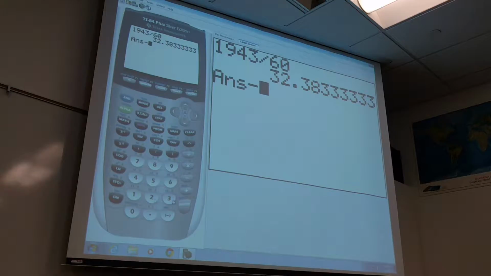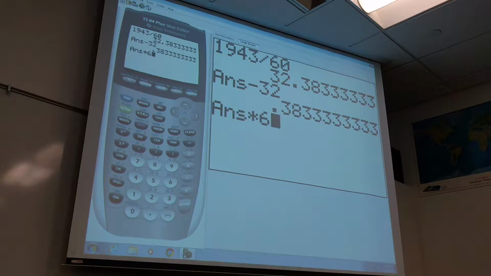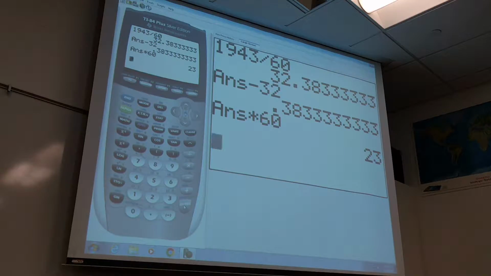If I take 32 away, and then multiply that by 60, I'll get the remainder. Because that 0.3833 would be the remainder divided by 60. That would be how I would write the fractional remainder, right? It would be 32 and something 60ths. So how do I figure out what that something was? I multiply that piece by 60. So that's how you could use it.